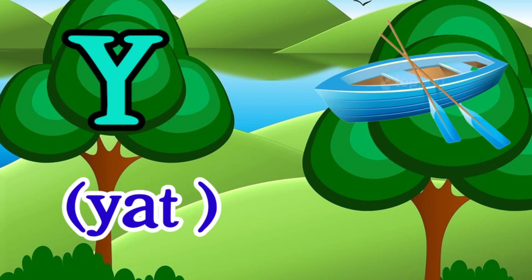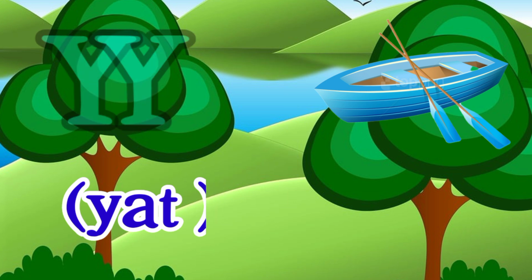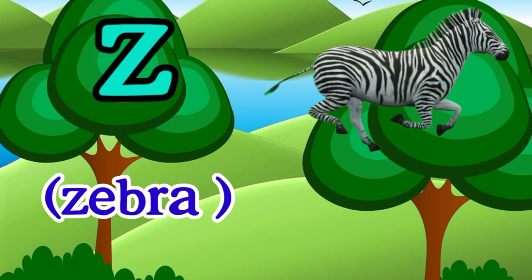Y for yacht, yacht means now. Z for zebra, zebra means zebra.